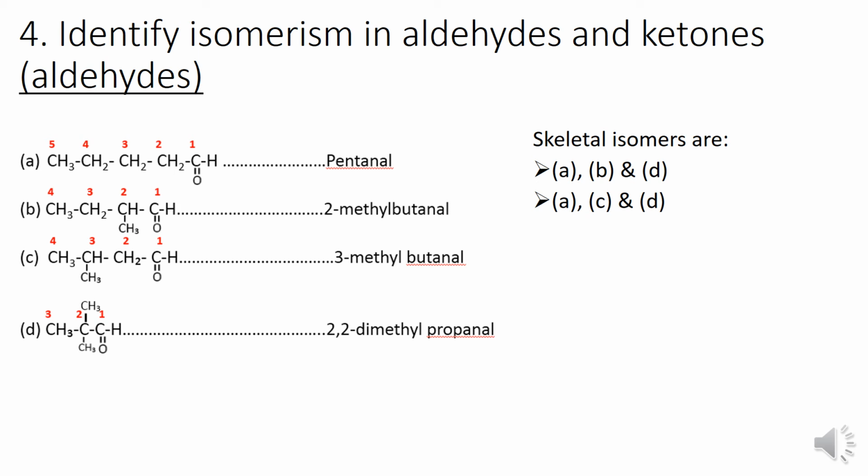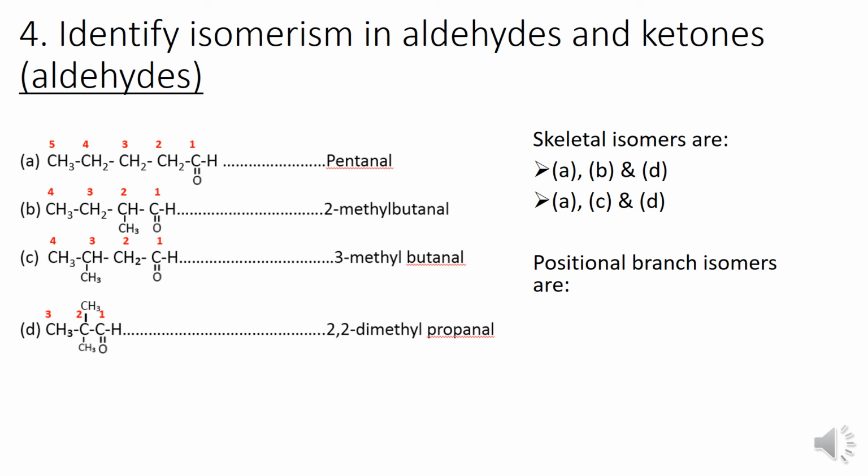Do you think that we have another class of isomers for aldehydes? Try to remember. What about B and C? Look at them well. Is there a difference between them? Both have the same main chain of 4. The methyl in B is on the second carbon atom. The methyl in C is on the third carbon atom. Do you remember what we call these 2 isomers? They are called positional branch isomers.